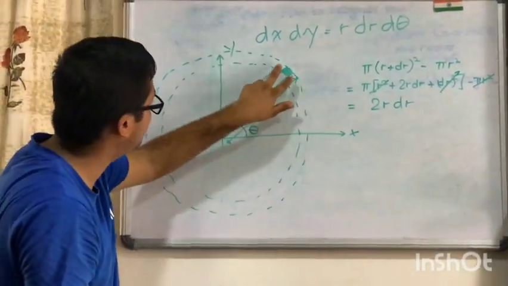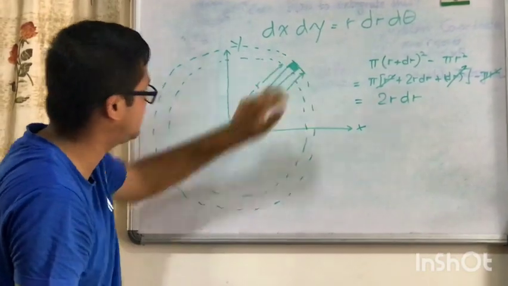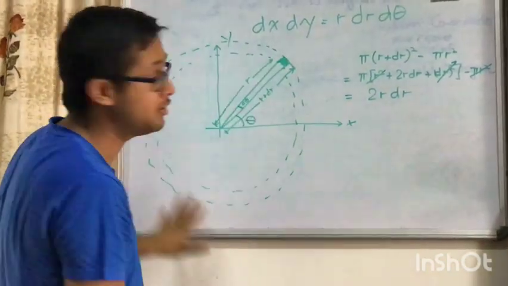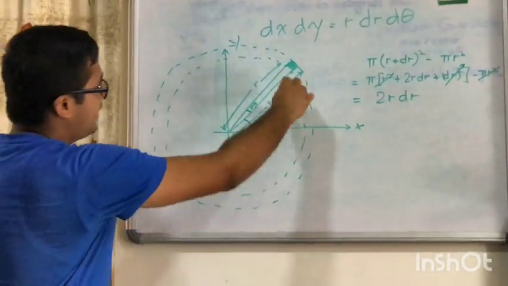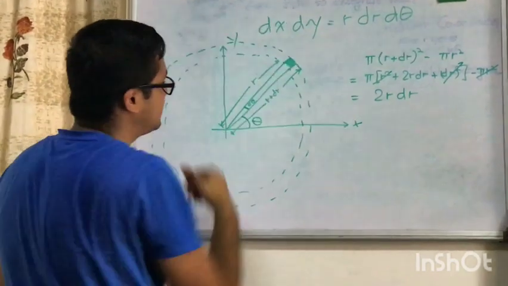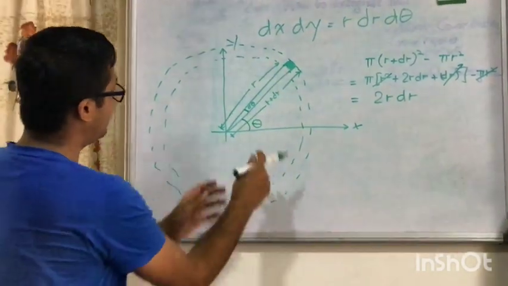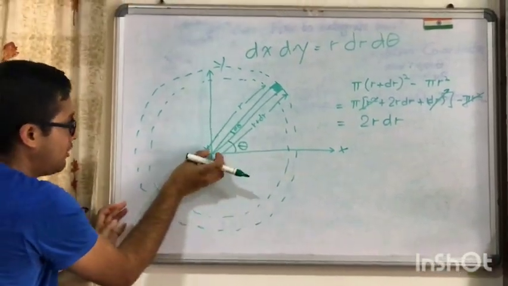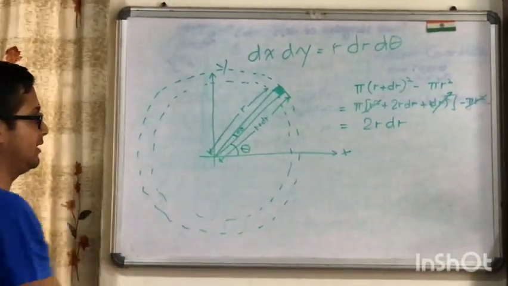Now how to find the length of this very small strip? If you want to visualize it, this entire thing is your pizza, and you want to take a very small pizza slice from it, which is nothing but taking, out of the entire 360 degrees, a very small angle d theta from it.